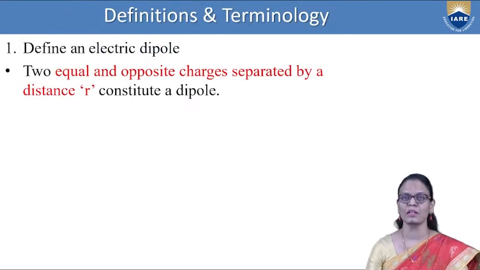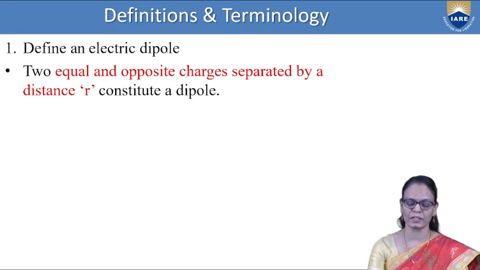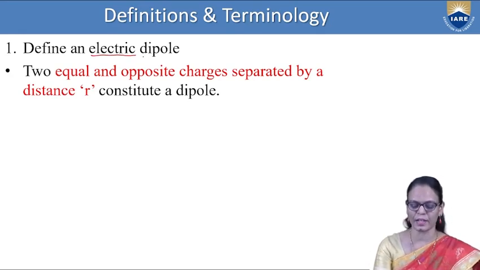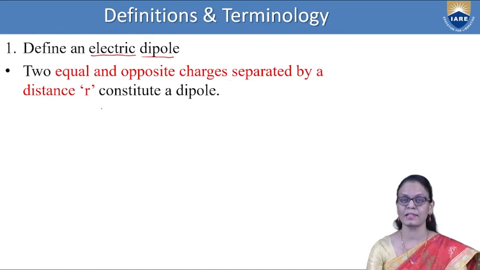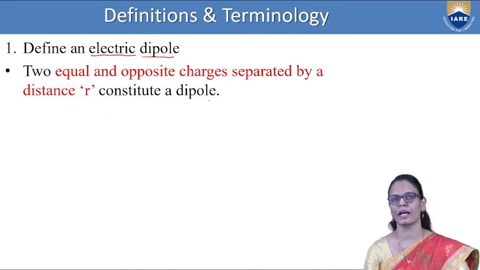So the first one, define an electric dipole. What is an electric dipole? Two equal and opposite charges separated by a distance r constitute a dipole.